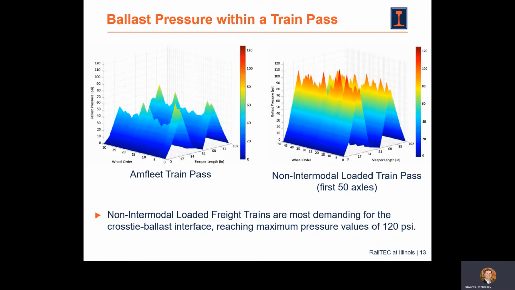And we see the significant difference between these 2, the pressures generated beneath the crosstie for these 2 different types of rolling stock. And not surprising, we have obviously significant difference in the wheel loads. But what we find on the loaded freight train passes is that we see maximum pressure values in excess of 120 PSI for certain wheels on that given train.